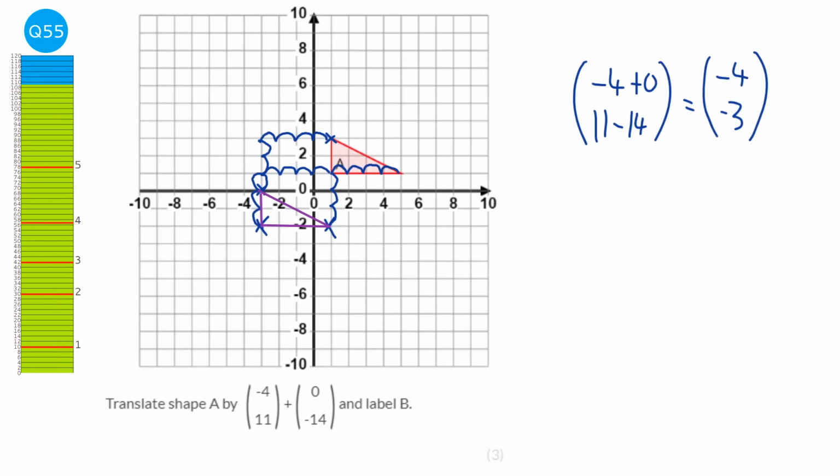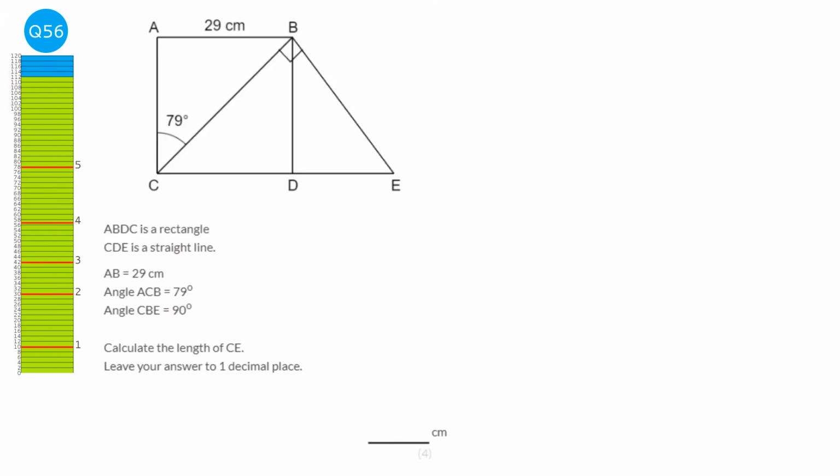And label the new shape B. So we can't work out length CE directly, but what I'm going to do is start off by finding length BC. And I'm going to do that using trigonometry.